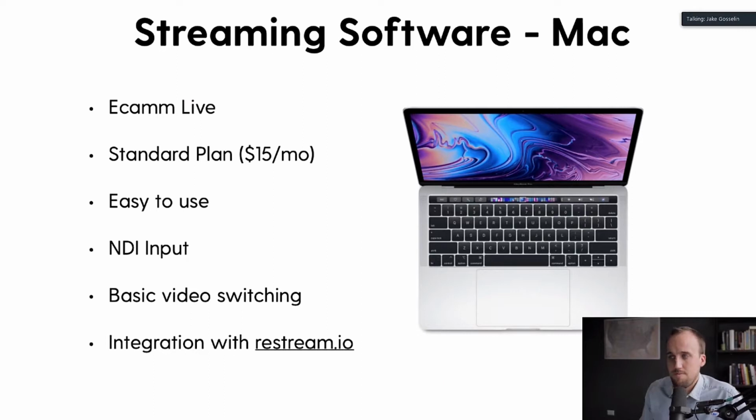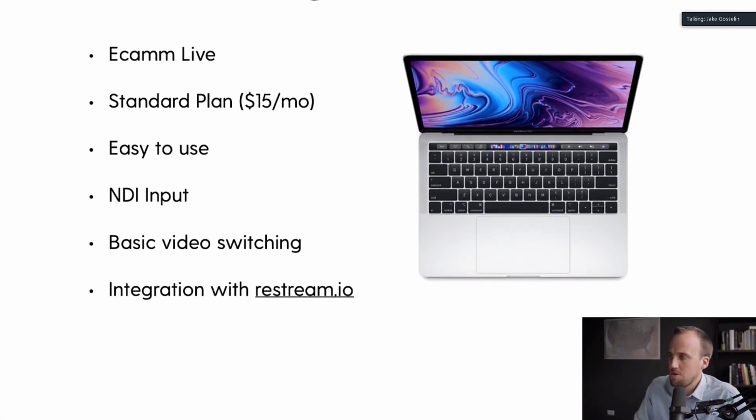So it's a very affordable price point. It's got NDI input, easy to use, basic video switching if you did want to add another camera. But the thing is, with this whole beginner setup that I'm talking about, when you start having multiple video cameras going into streaming software, it can be pretty intense on your computer. So I would honestly recommend when you're getting started, just have one live action video camera that you're using in the setup. And the other thing about Ecamm is it integrates well with Restream, which I'll tell you guys about in a few minutes.